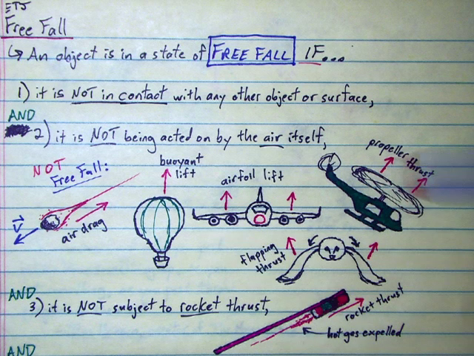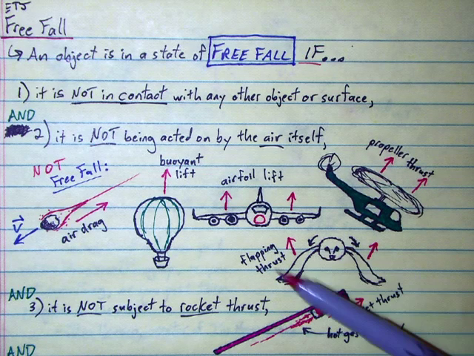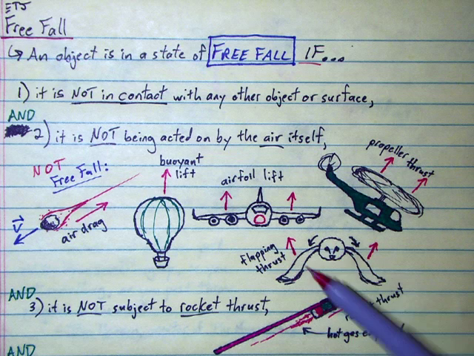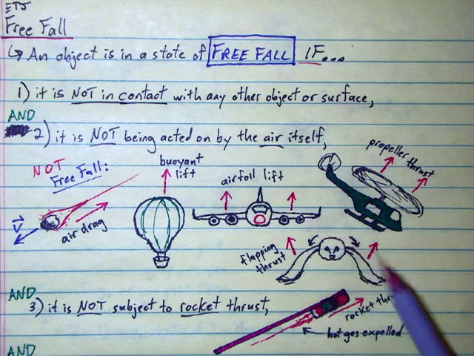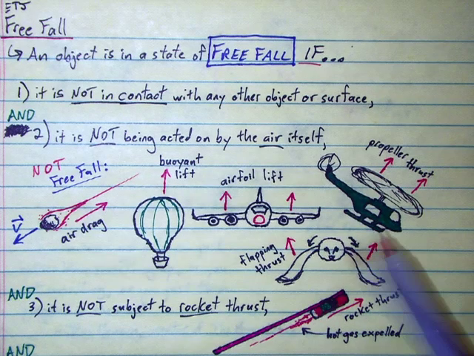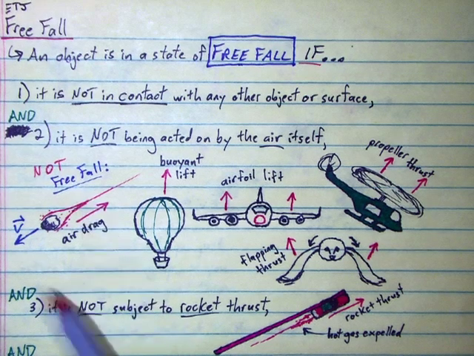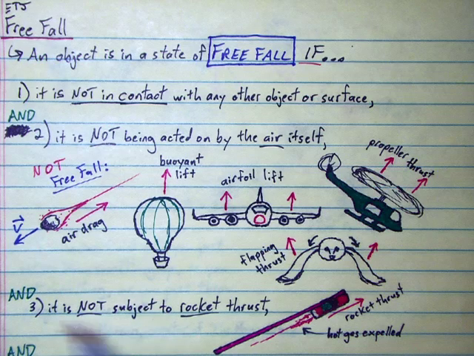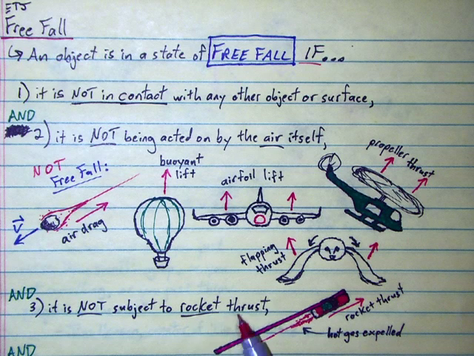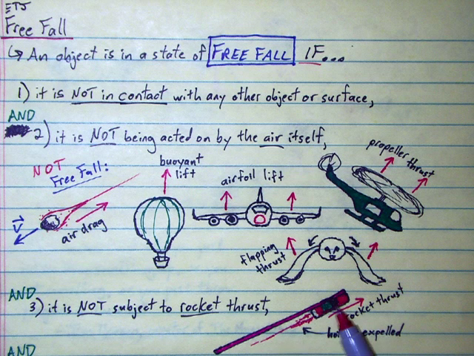Here is a helicopter with thrust due to the motion of the propeller, and a bird who gets a flapping thrust. It's kind of like an air drag against the wings. So all of these are interacting with the air, therefore they are not in free fall. Number three, the object must not be subject to a rocket type of thrust, like our bottle rocket here.